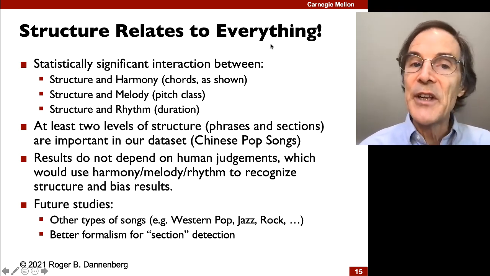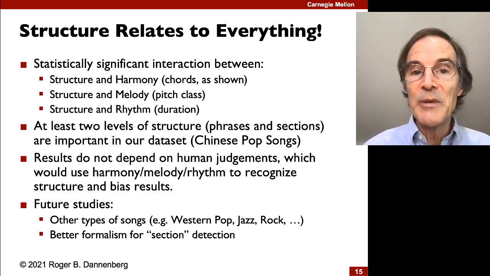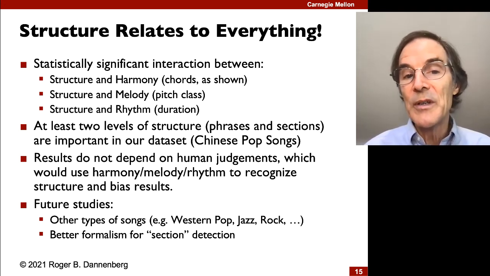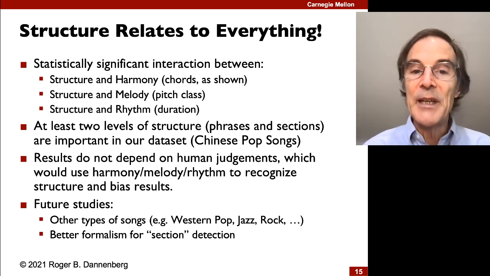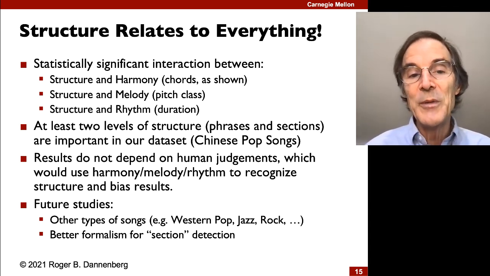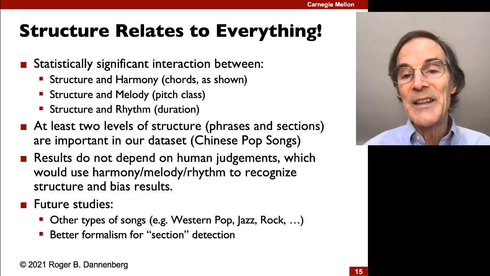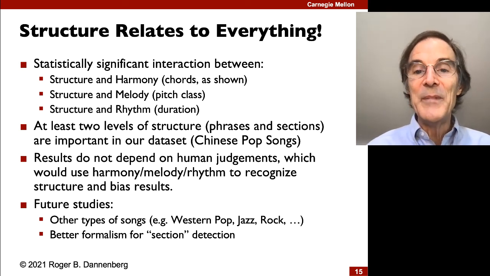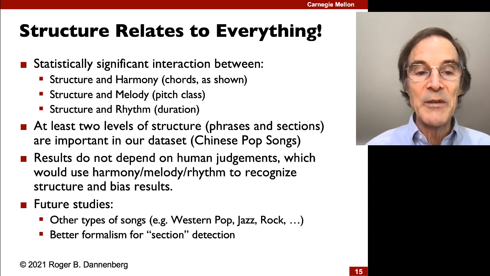And we find statistically significant interaction between structure and harmony, the chords, structure and melody, pitch classes, and structure and rhythm, mainly duration. And at least 2 levels of structure are important in our data set, which is Chinese pop songs. Also, these results do not depend on human judgments. Human judgments would be based on a number of things, not just repetition, but harmony and melody and rhythm. And that would all kind of bias the results. So we feel very good about these results being kind of unbiased and saying that music structure determined only by repetition is strongly connected to harmony, melody, and rhythm.